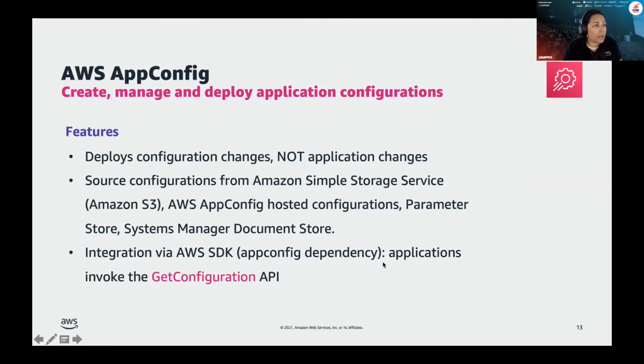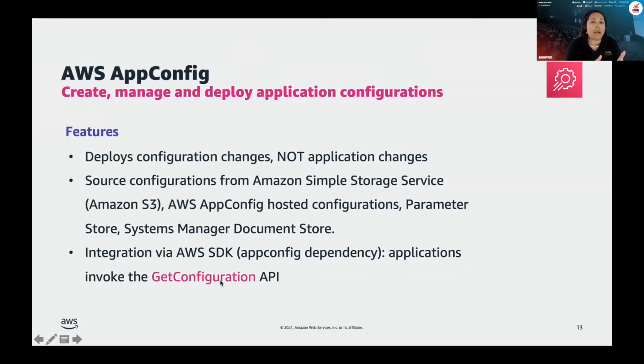AWS Spring Cloud does not include a module for AppConfig. So when you use it in our applications, the integration would be directly with the Java AWS SDK. You would include the AppConfig dependency, and you would invoke the GetConfiguration API. We're going to see how that works in a second.